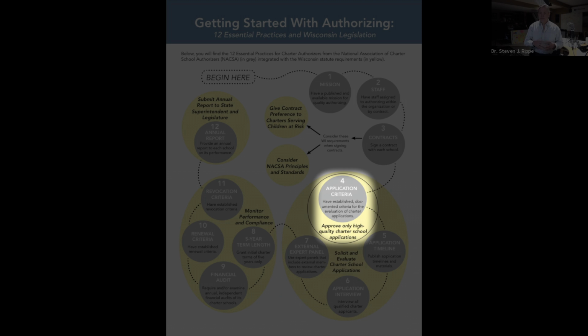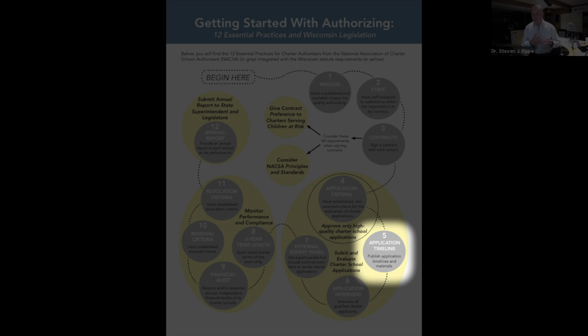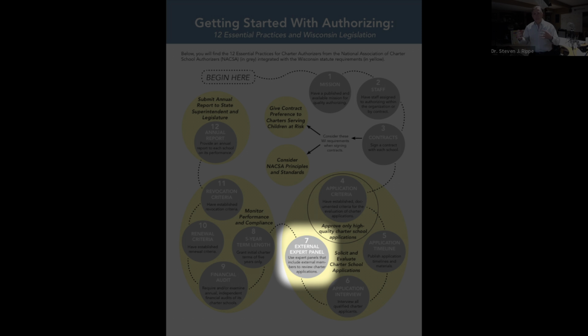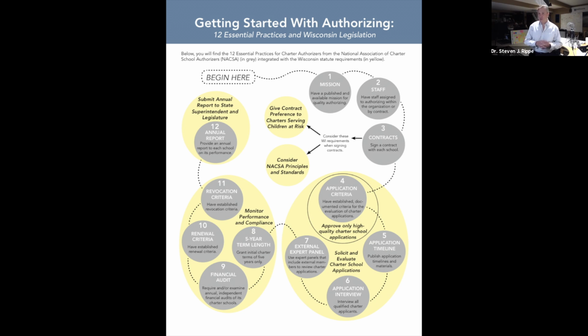The first step is making sure you've worked through your application criteria. You need to establish and document the criteria for evaluating charter applications. You want to make sure you publish the application timeline and materials so people know what to expect and when. You want to make sure you interview all the qualified charter applicants. This is really important. And then you want to set up an external expert panel, people throughout the community who have the skills to be able to read these applicants and be able to help you so you don't have any blind spots. All this is woven together to make sure we approve only high quality charter school applications.